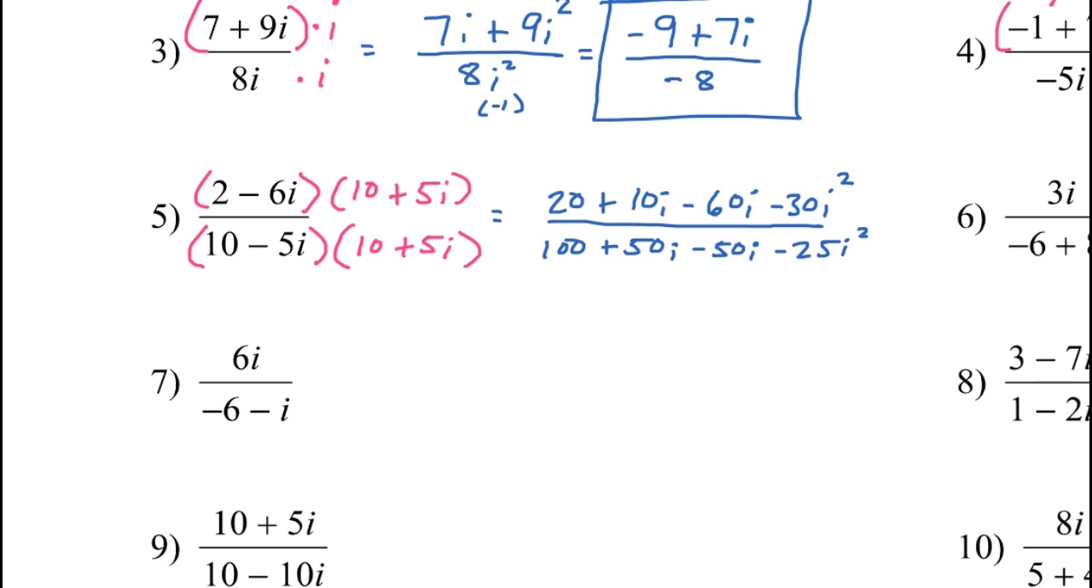Okay, now remembering that i squared is negative 1, that's going to make this become a positive 30 with no i's, and negative 25 times negative 1, this will also become a positive 25 with no i's. So now I can go ahead and combine my like terms. Okay, so what's going to happen? In the numerator, I've got 20 and 30, so that's going to be 50. And now I've got 10i minus 60i, so that's minus 50i. Now in the denominator, the 50i and the minus 50i cancel each other out. That leaves 100 plus 25. So that's 125.